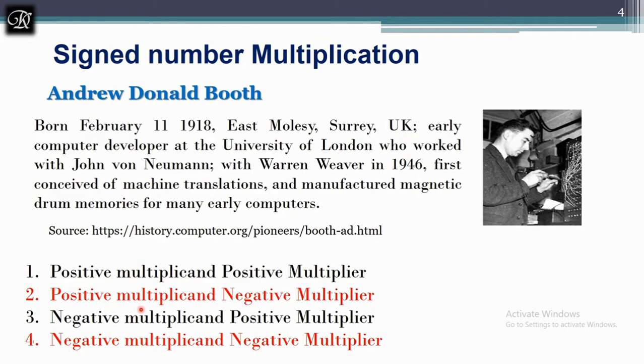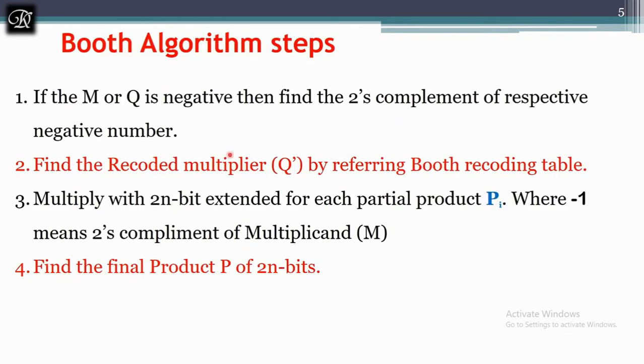And the second one is the multiplicand is positive, multiplier is negative. The third one is the multiplicand is negative and the multiplier is positive. The last one is both multiplicand and multiplier are negative. Let's see the steps. There are 4 basic steps, a simple procedure which is easy to apply in a given computer.